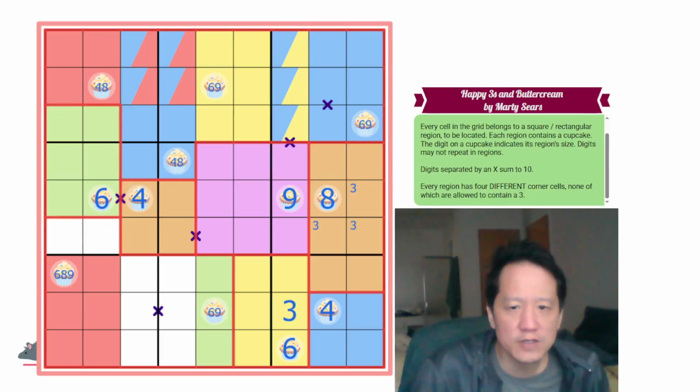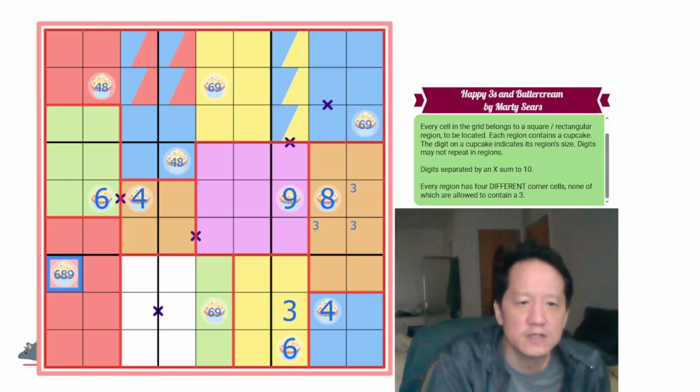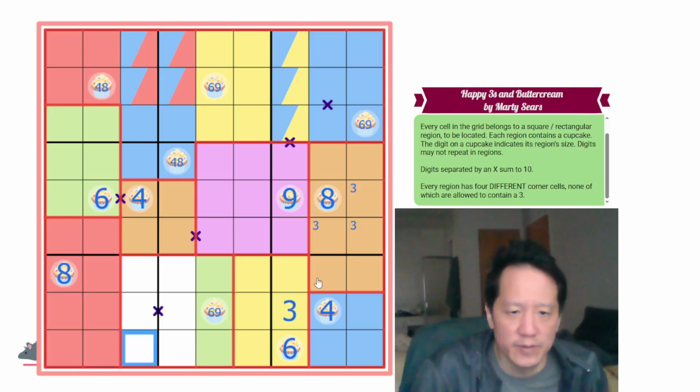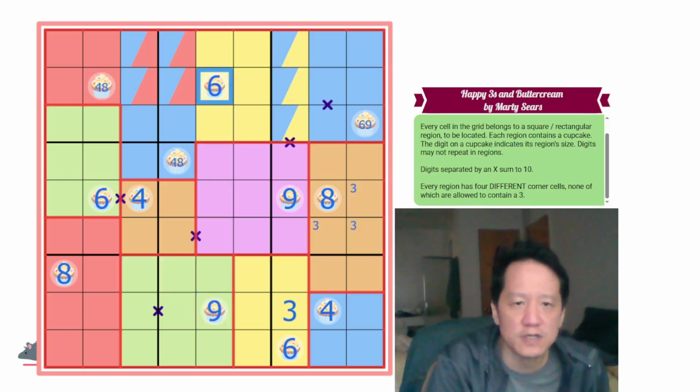Well, that means this has to be part of the red. So therefore, this is an entire region too. So that's done. Therefore, this is size 8. This must now be part of the green region. So this is a full 9 by 9. So this is 9, which makes this 6.